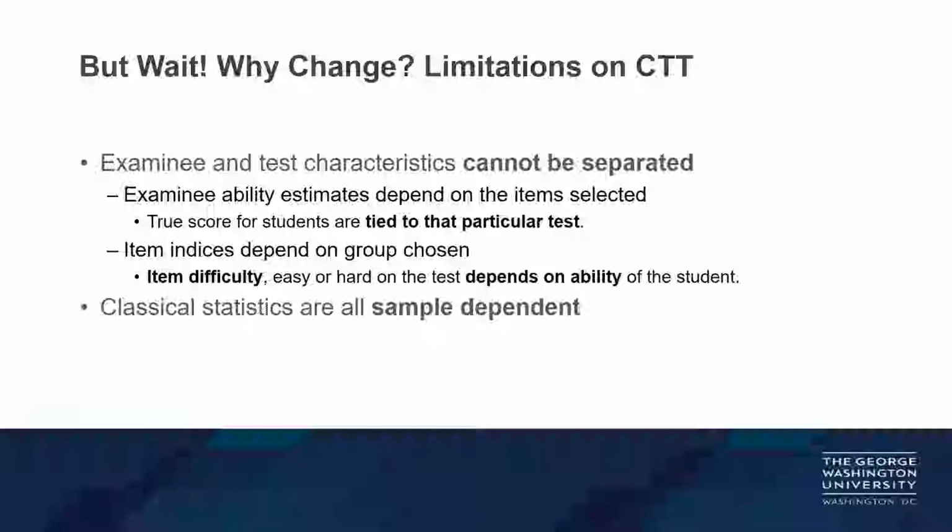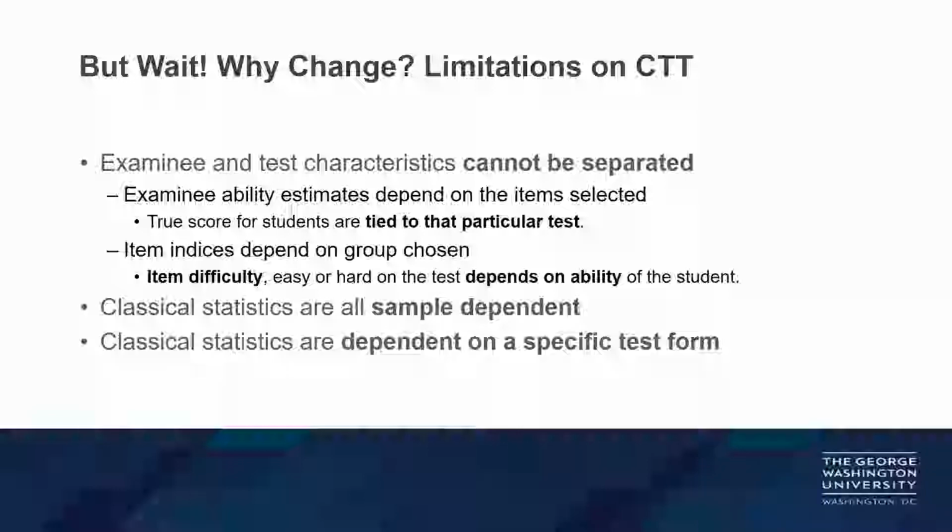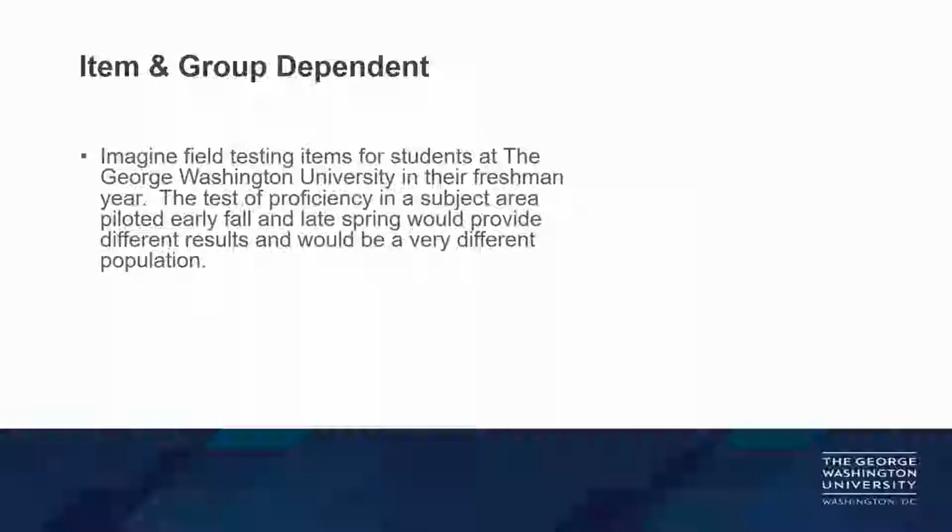We can say that classical statistics are sample dependent, and they depend on a specific test form that we've selected. We can think of item and group dependency in a short little example. So imagine field testing items for students at the George Washington University in the freshman year. The test of proficiency in a subject area was piloted early in fall and then late in spring, would provide different results and would be a different population.